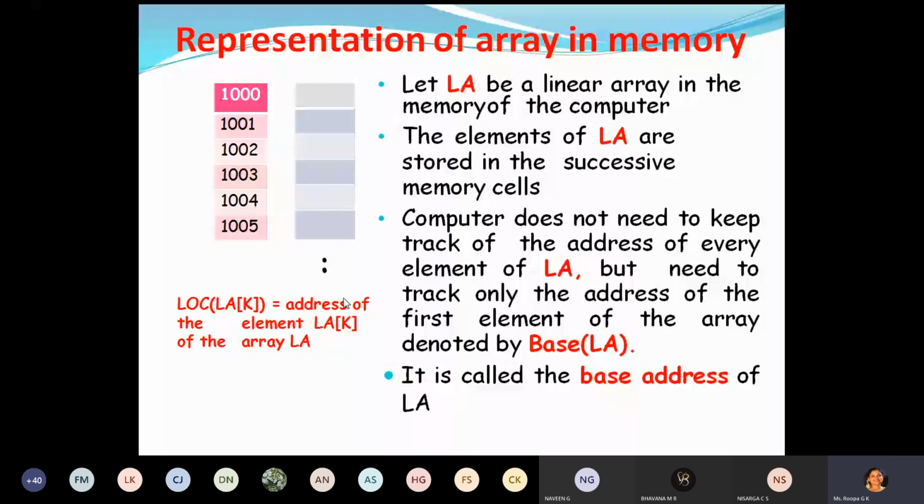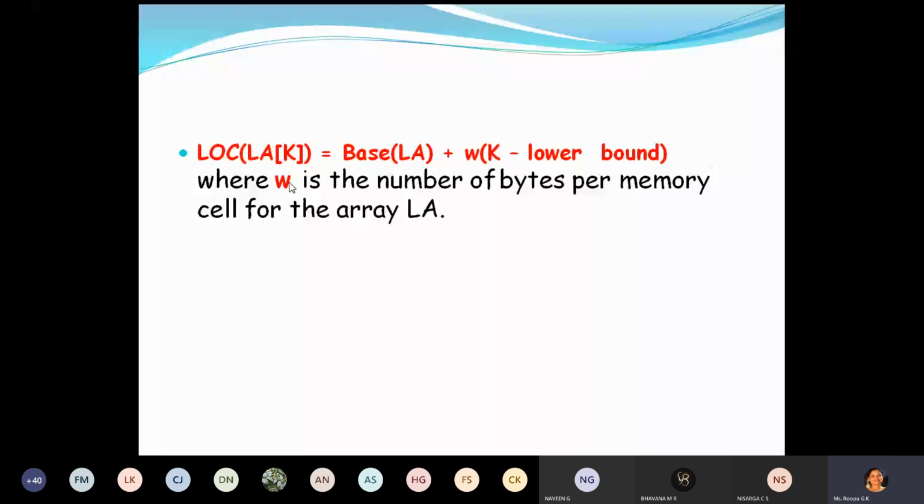Now, this is the formula. Please, students, note down this formula, everyone. The formula to find the location of a particular element: Location of LA of K is given by base address, the base of LA, plus W into K minus lower bound. K means the index, the element whose address you are going to find out. What is W?